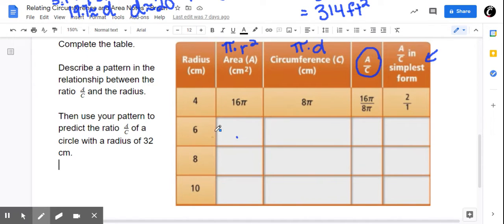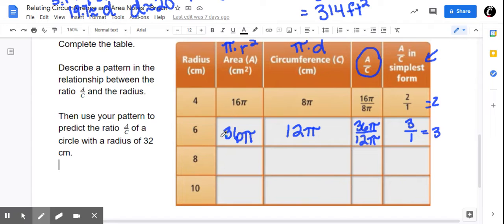All right, so let's look at a radius of 6. If I have a radius of 6, I'm going to do 6 squared, which is 36, times pi. So 36 pi. For circumference, pi times diameter. My radius is 6, so my diameter would be 12. So my circumference would be 12 pi. If I want to write my comparison here, my ratio, I'm going to have 36 pi over 12 pi. Again, my pi's would cancel, and 36 over 12 would reduce to 3 over 1, or just 3. And up here it was just 2.